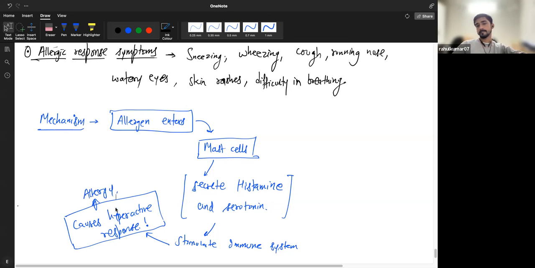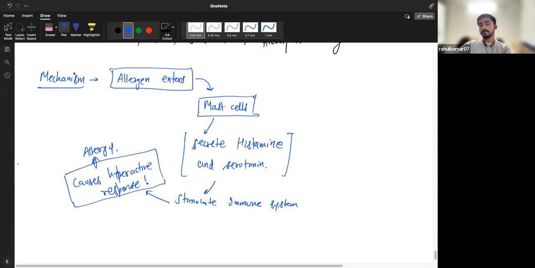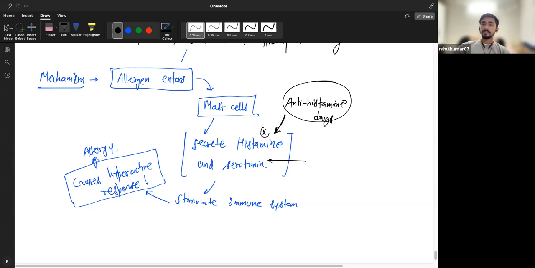Make sense? So the allergen enters, the mast cells in your body start secreting histamine and serotonin, and these histamine and serotonin make the immune system give a hyperactive response, which is known as allergy. So if you have to get rid of an allergy, what will you do? Simple, you will give drugs which can target histamine, right? So we give antihistamine drugs. Now it says antihistamine, so antihistamine drugs act on histamine and control the allergy.